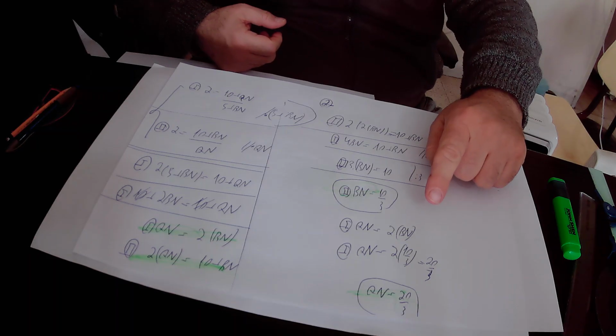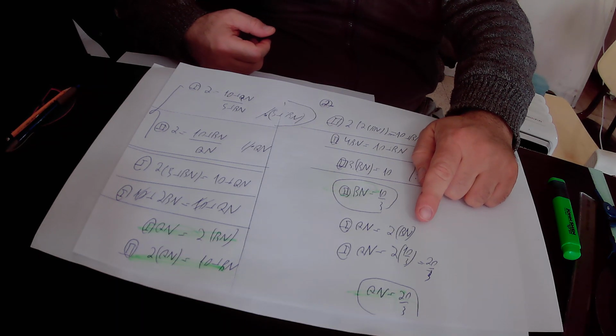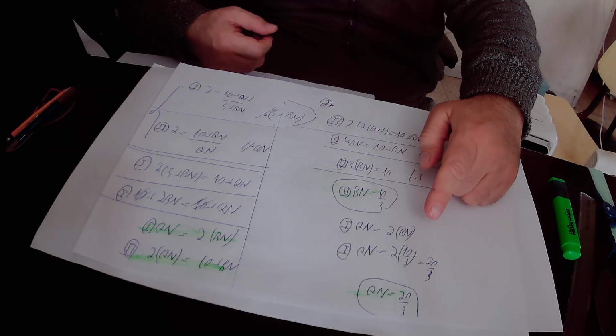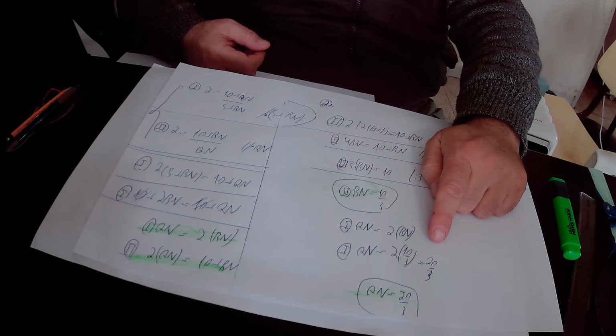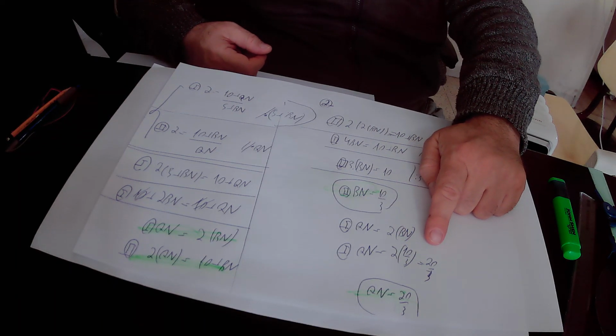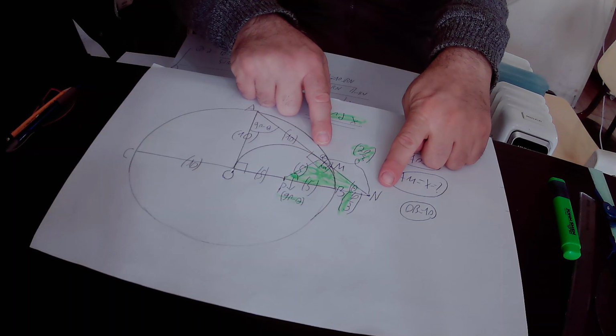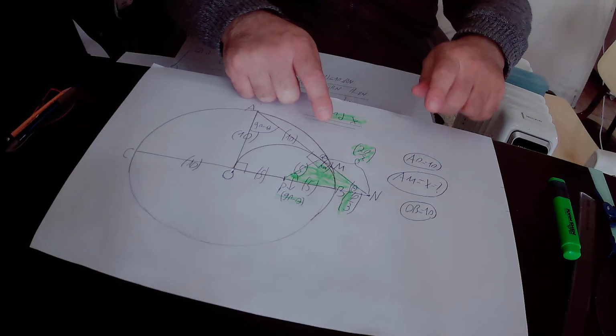So that is to say QN equals 2 times BN, and BN is 10 over 3. So QN equals 2 times 10 over 3. 2 times 10 over 3 is 20 over 3. So we already found that QN equals 20 over 3 units in length.